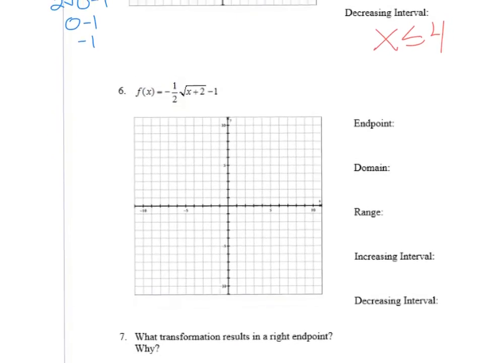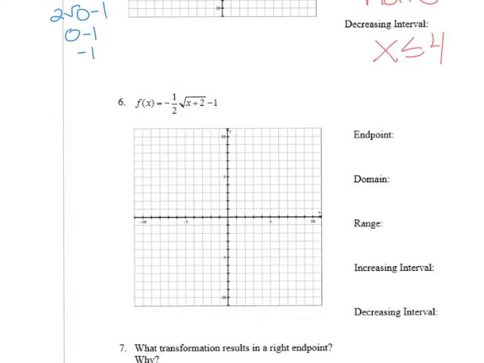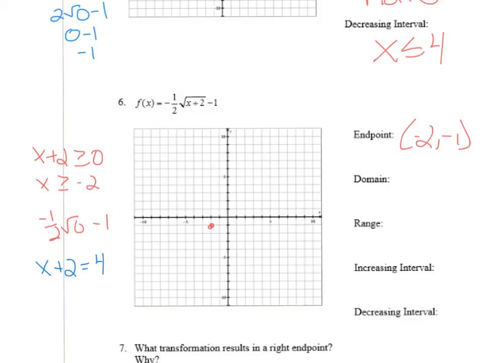Okay, the last one on this page. Do number 6. We're going to set our radicand greater than or equal to 0. So -2 is the x value of my endpoint. When I plug that in, we get -1. What else? Let's see, when x plus 2 equals 4, that's when x is 2. So another nice point, let's see, if we plug in 2, we get -1/2, the square root of 4 minus 1, -1/2 times 2. So that's -1 minus 1, which is -2.